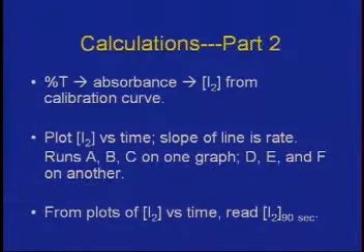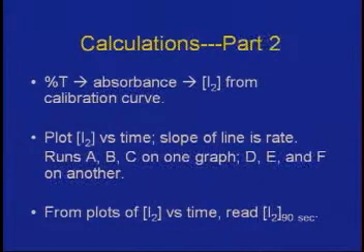Now let's begin the calculations for the second part of the experiment. What you have at this point is percent transmittance versus time data. You'll want to convert your percent transmittance to absorbance and then use your calibration curve to convert absorbance into iodine concentration. You're then going to want to plot for each of your experiments the iodine concentration versus time, and the slope of that plot will be the rate.